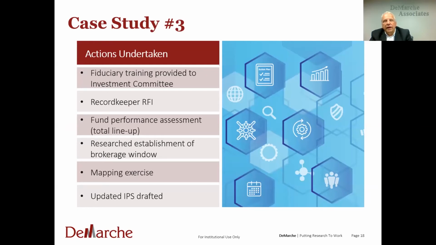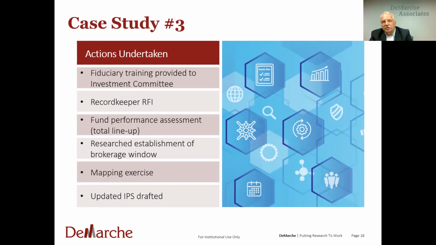What were some actions that were undertaken? We thought the first thing we needed to do, and the client was really anxious to get this done, was fiduciary training for the investment committee. And that was done. We also did an RFI, a little bit different than an RFP. This is a request for information. So we sent it out to a number of potential vendors as well as their existing vendor. Because they like their existing vendor, but some situations needed to be addressed, the existing vendor actually ended up retaining the business, but certainly, as we'll talk about in a minute, on a different cost structure.